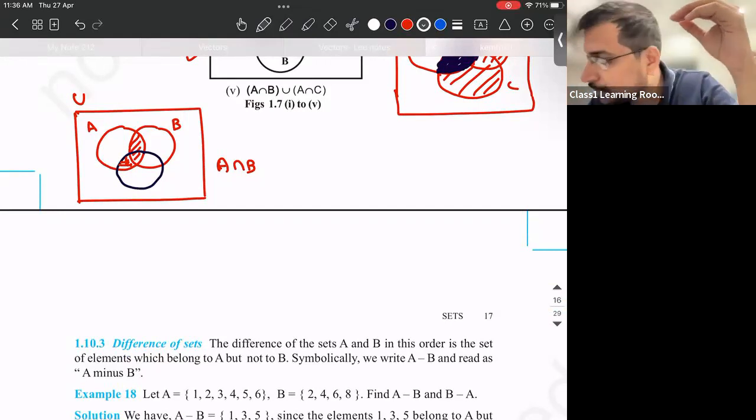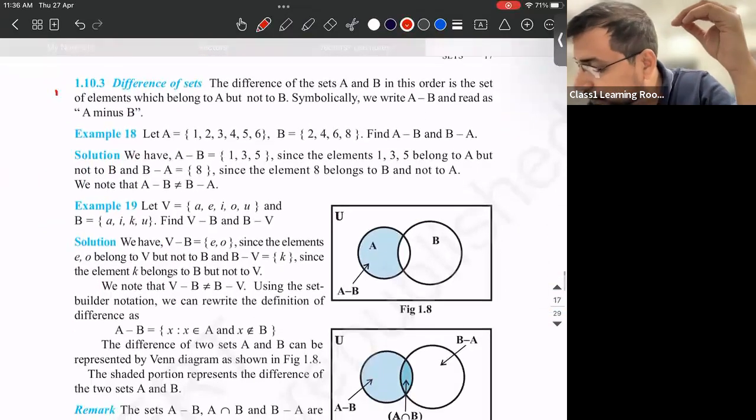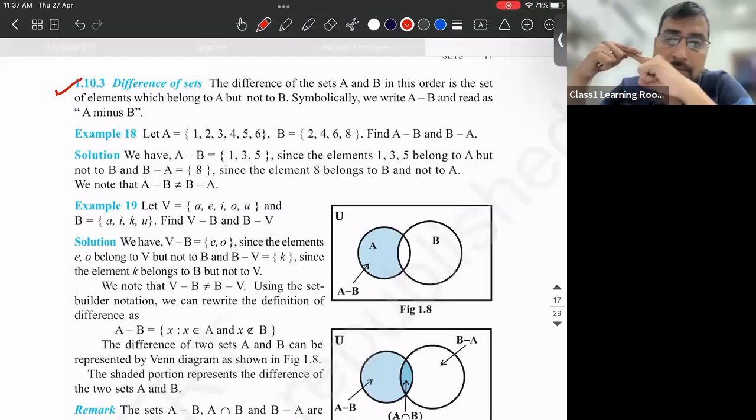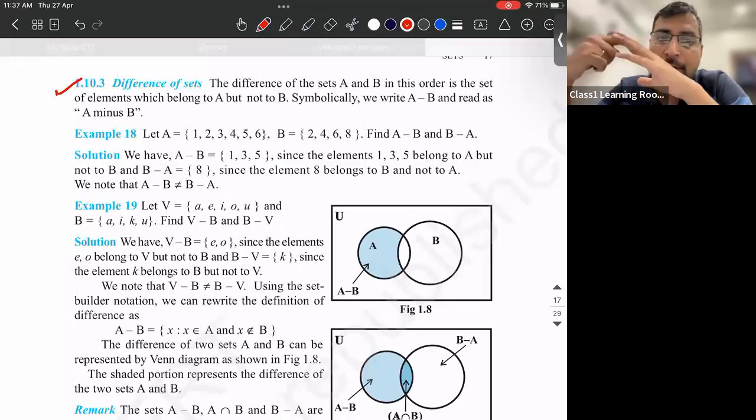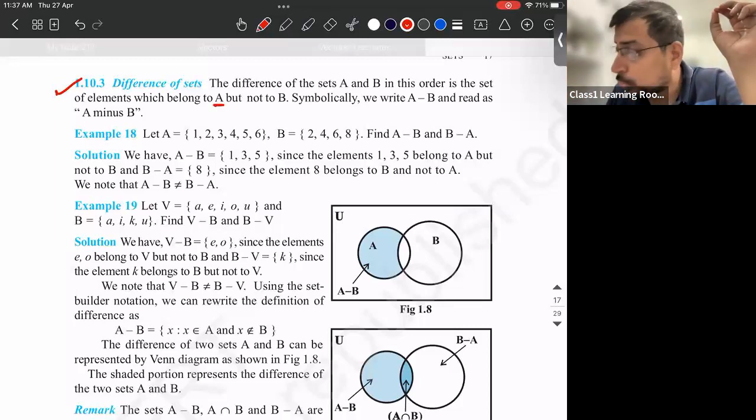See, mostly by names itself, you will be able to understand things. So the next concept is difference of sets. So the difference of the sets A and B in this order. So what do you mean by in this order? If I'm doing A minus B, order is important here. The difference of the sets A and B in this order is a set of elements which belongs to A but not to B.